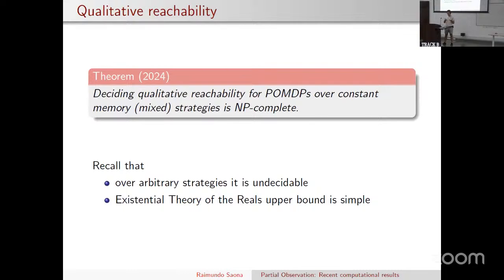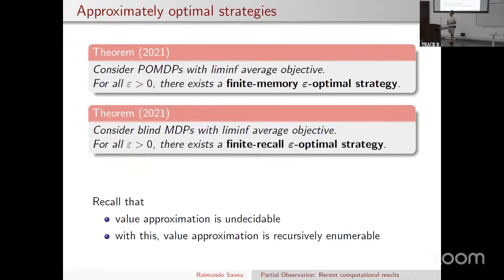How should you think about this result? General strategies are like every word, then it's undecidable. If you consider constant memory strategies, then it is existential theory of the reals, and we take it down from ETR to NP. Perfect. Second result.